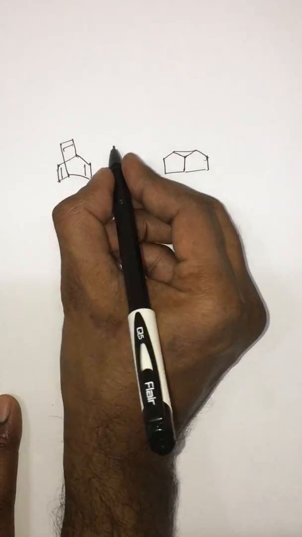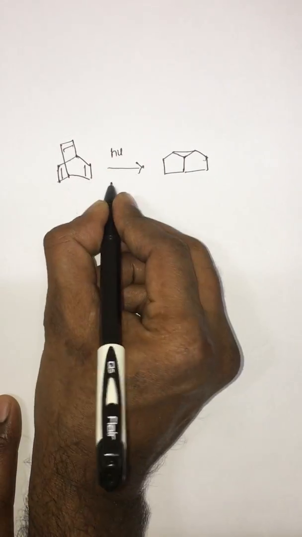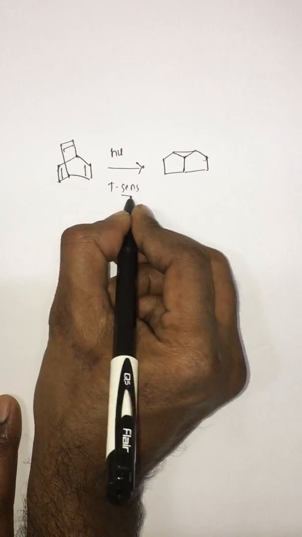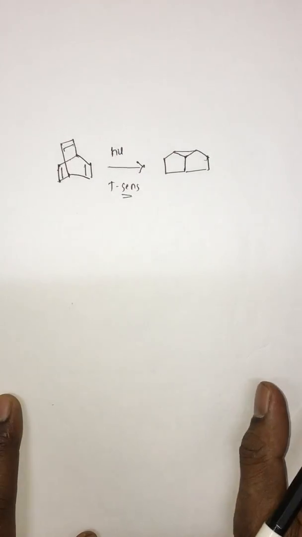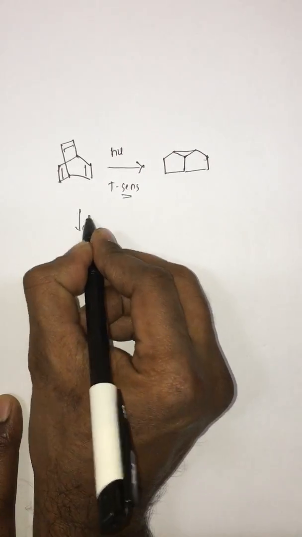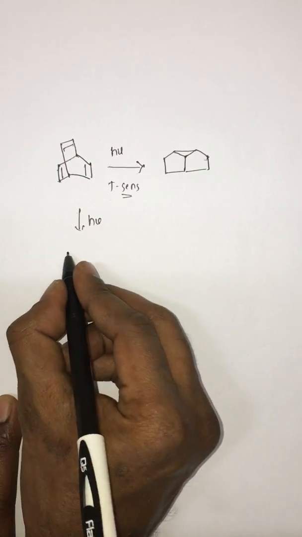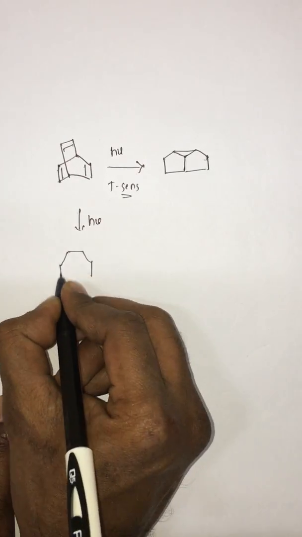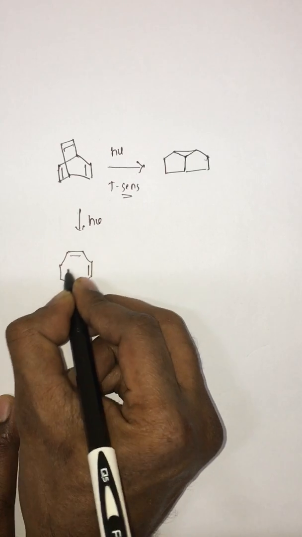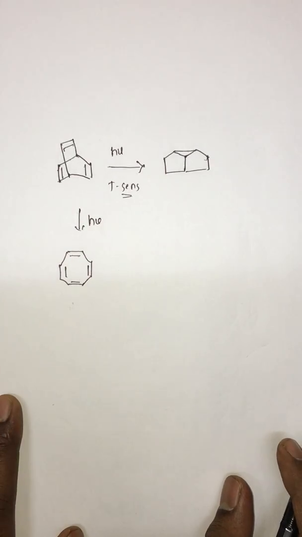This is in the presence of a triplet sensitizer. If you use the triplet sensitizer, then only the dimethyl rearrangement you will see here. If you do the direct method, in that case you will get a cyclooctane. This one you will get.